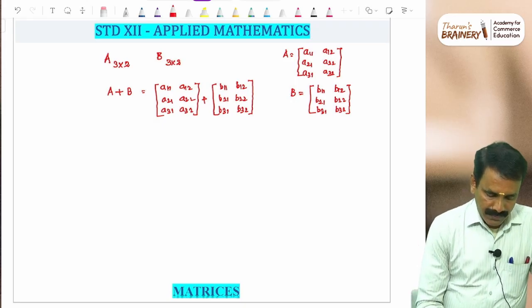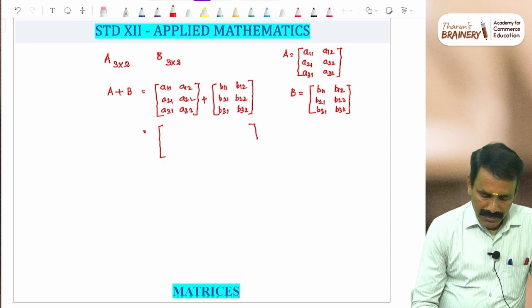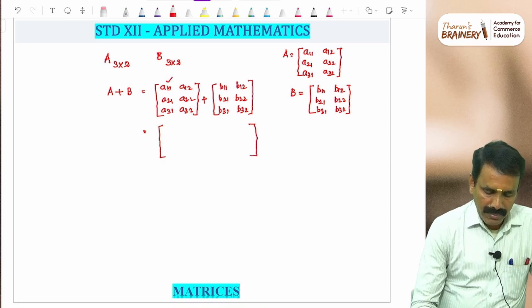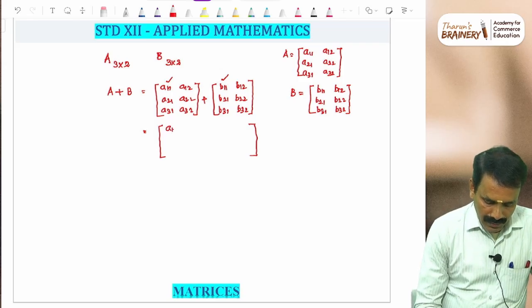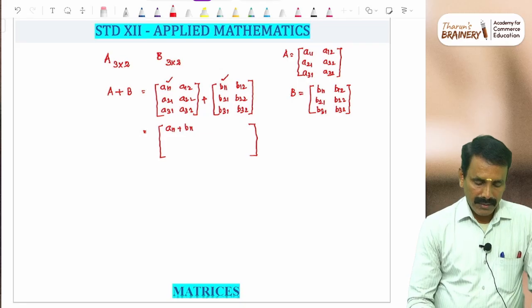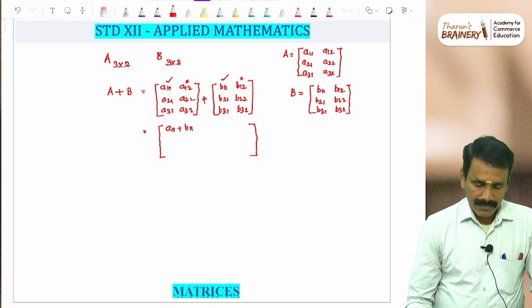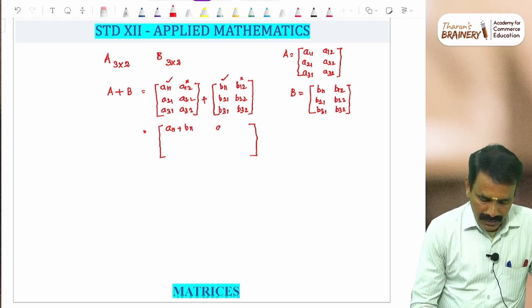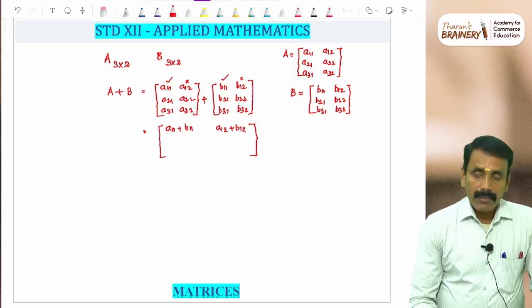So, how to add? The corresponding elements must be added. The first row, first column element should be added with the first row, first column element of the second matrix. So, it will be A11 plus B11. Then the first row, second column element will be added with the first row, second column element of the second matrix. So, A12 plus B12. So, first row elements are added.